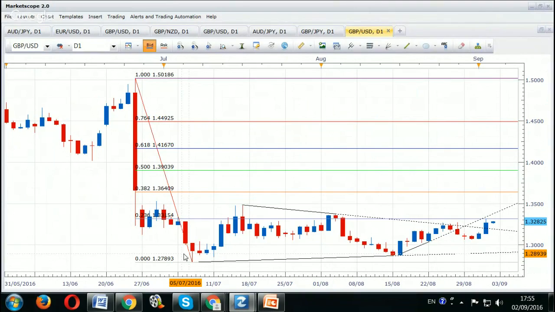The key resistance is 1.3315, which is the 23.6% Fibonacci retracement level of the pre-Brexit high, that is 1.5019, the Brexit day high for that matter, and the post-Brexit low, that is 1.2789. And unless and until we see a day end close above the same, the upticks are to be viewed with skepticism. Right now, it's trading around 1.3280, and it clocked a high of 1.3317 yesterday and retreated.